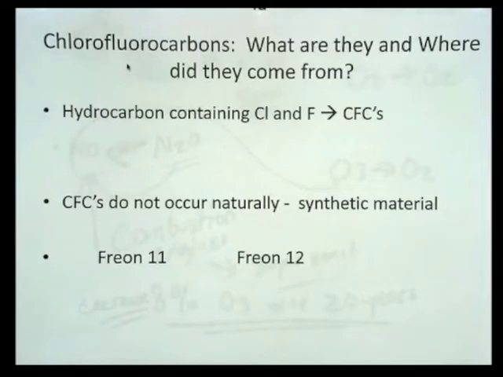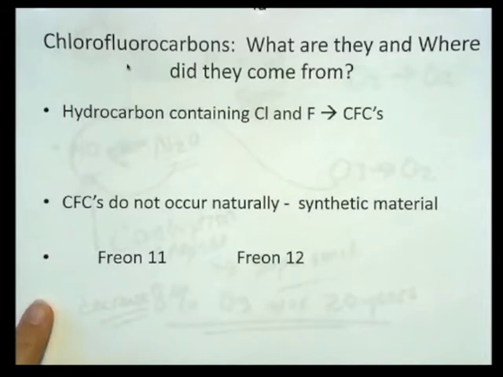A chlorofluorocarbon is a hydrocarbon, which is an organic molecule made of carbon and hydrogen, that also contains chlorine and fluorine. Sometimes they're called CFCs for short. The CFCs, I should say, do not occur naturally. These types of compounds are all completely synthetic. That is, they've been made in the chemical laboratory and on an industrial scale. And so it's called a synthetic material, a man-made chemical that is not found in nature.